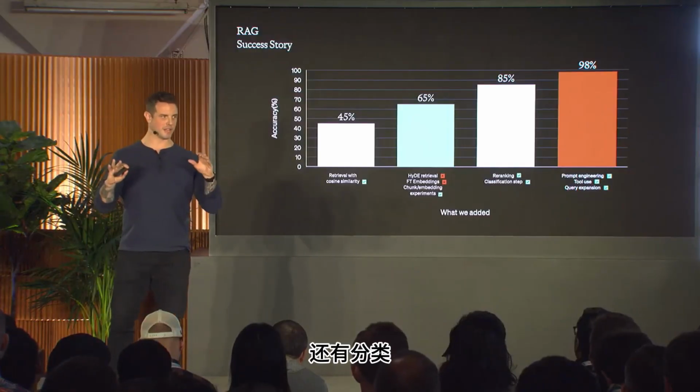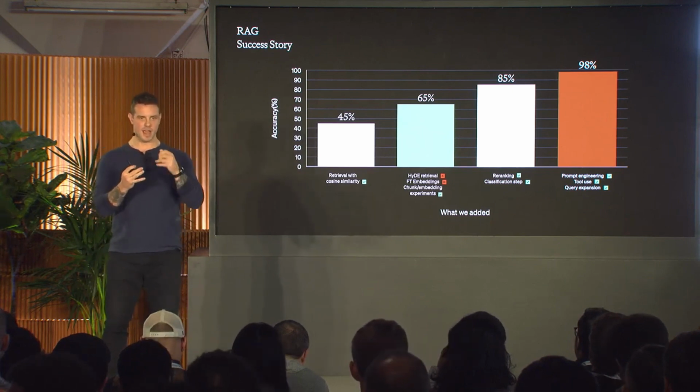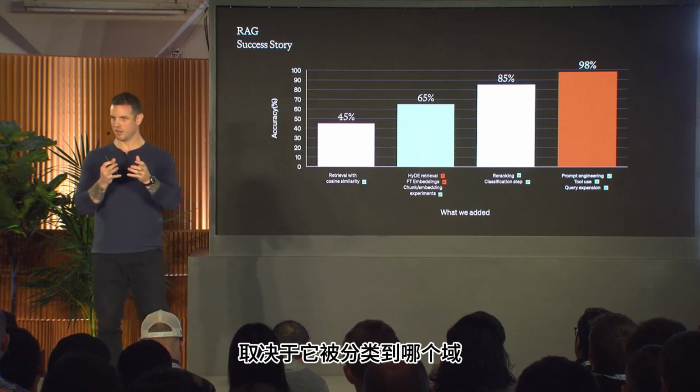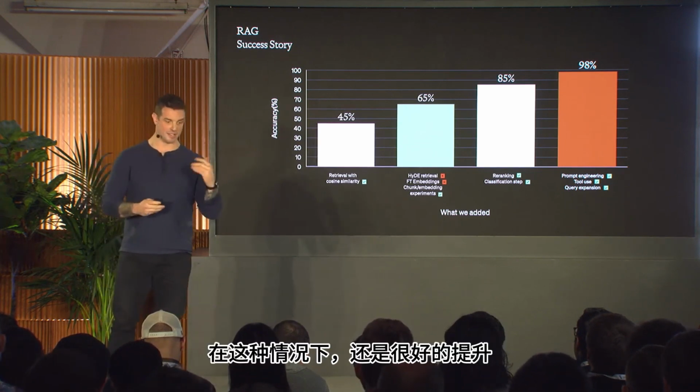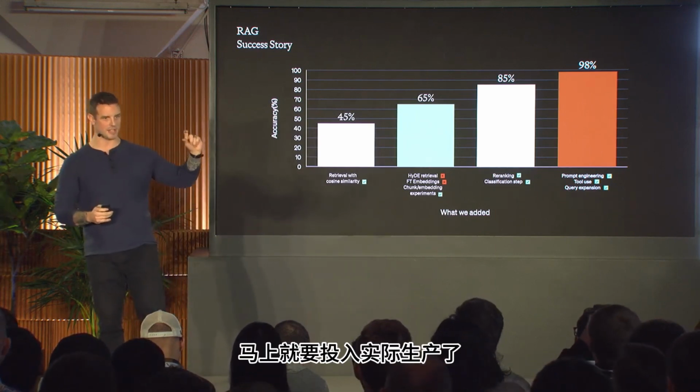And also classification. So basically having the model classify which of these 2 domains it is, and then giving it extra metadata in the prompt, depending on which domain it was classified to, to help it decide which content was most likely to be relevant. In this case, again, pretty good bump. So 85%. We're now looking like we're just on the cusp of getting to production.